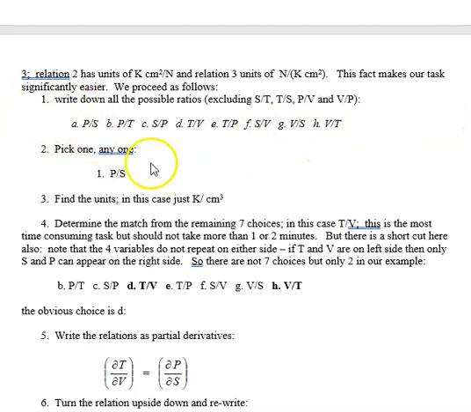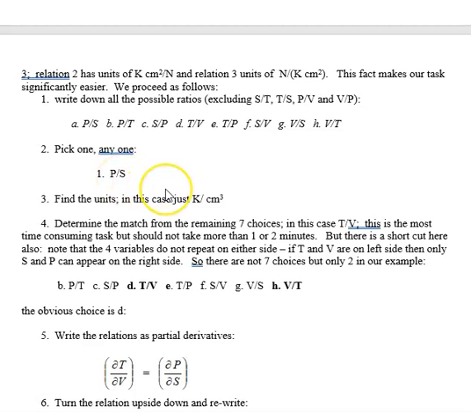Just pick any one, doesn't matter which one. I happen to pick number A, P over S. Find the units. They are Kelvin. The Kelvin comes from the fact that entropy has Kelvin in the denominator, which means that Kelvin jumps up to the numerator, and the newtons cancel out in the denominator and the numerator, and we have a centimeter cubed in the denominator. So now we go to our step number 4, and we just have to match this with something on the right which has the same units.